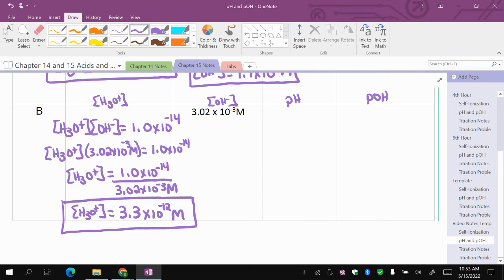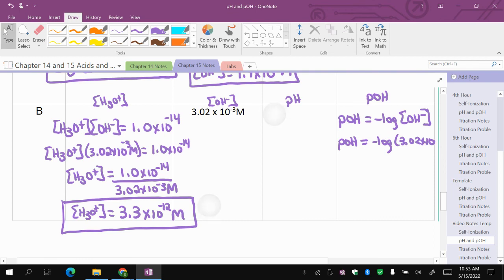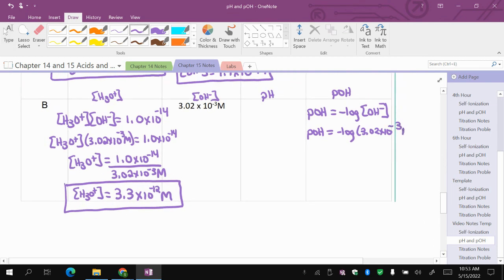Next, I'm going to solve for pOH. I'm going to use my hydroxide ion concentration. pOH equals the negative log of the hydroxide ion concentration. So pOH equals the negative log of 3.02 times 10 to the negative third molar. The log button is on the left-hand side, the second row. And so you're going to hit negative log and then type in your value.